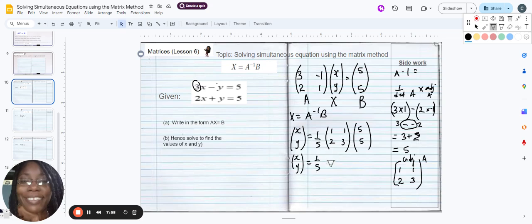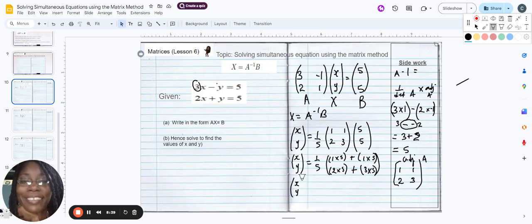I'm going to write back this 1 over 5, and I'm going to be solving these two matrices by multiplying them. So 1 times 5 plus 1 times 5 plus 1 times 5. Okay, remember it is row by column. Then we have 2 times 5 plus 3 times 5. If you get the skill, review it in our previous lessons.